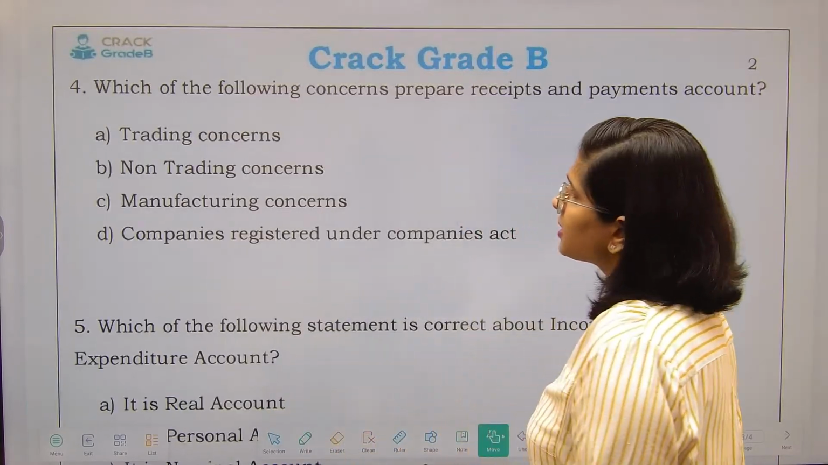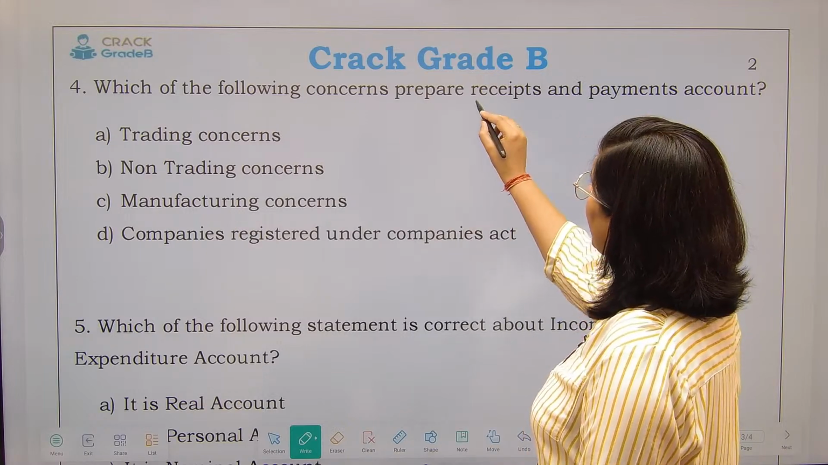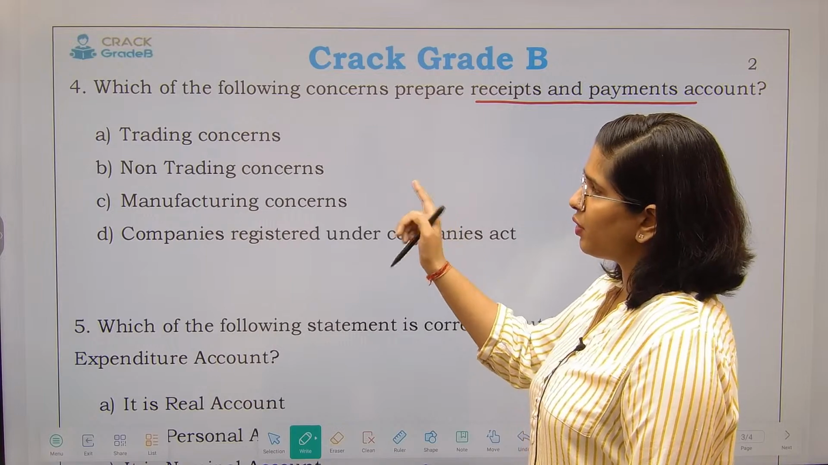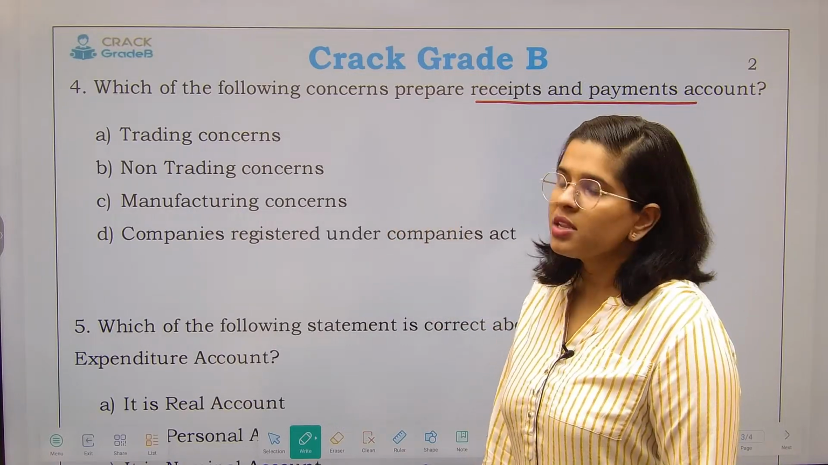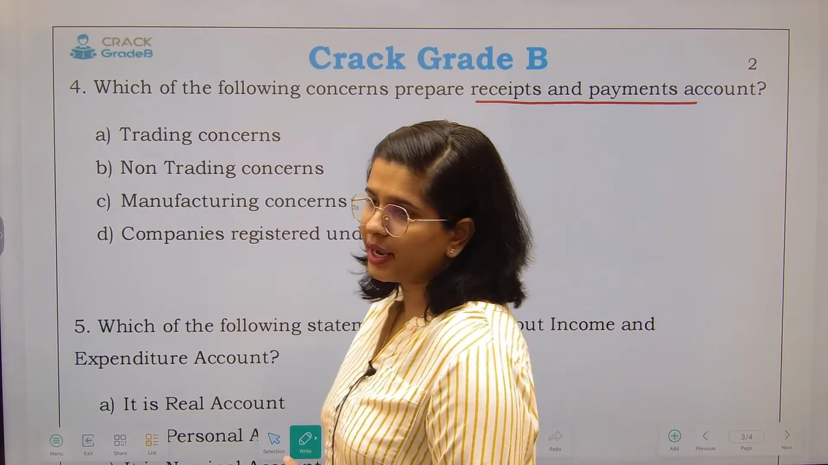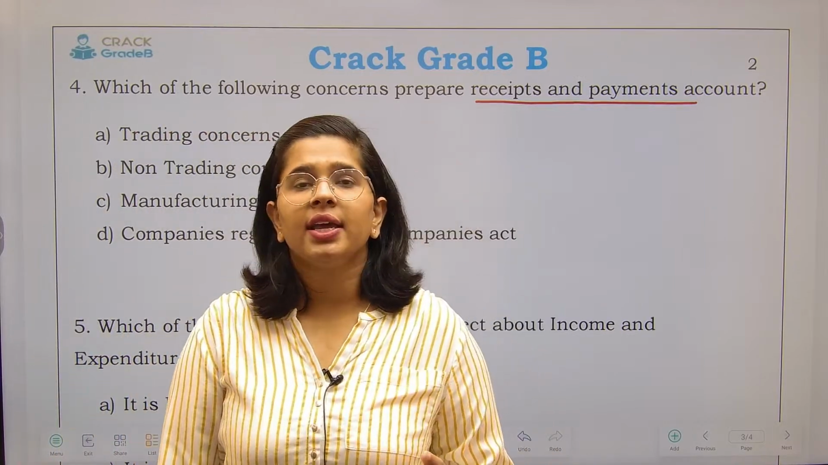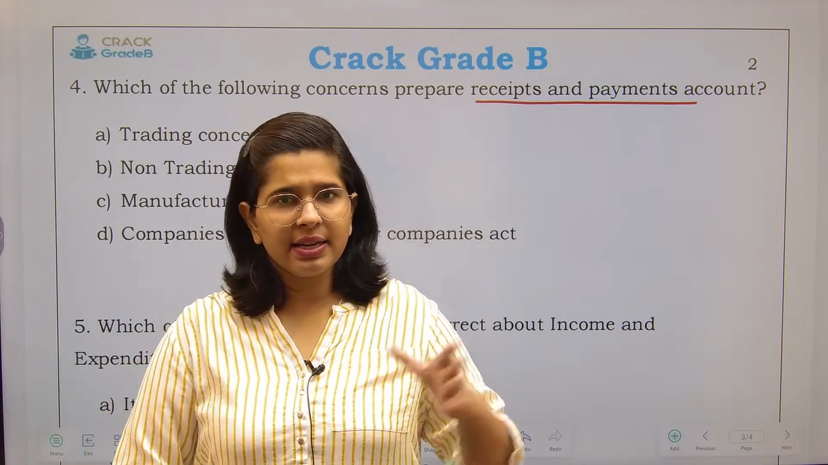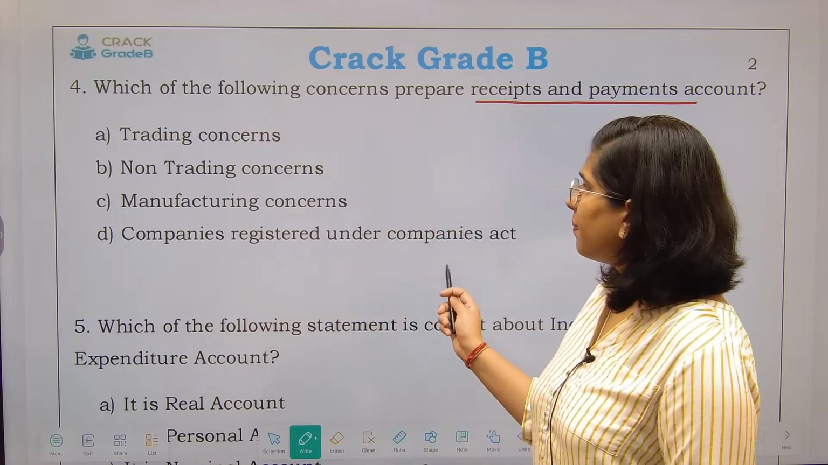The next question asks which of the following concerns prepare the receipts and payments account: trading, non-trading, manufacturing, companies registered under the Companies Act. Now if you see, the options are quite close ones, right? Manufacturing entities, those who are manufacturing something. Trading entities means these are not manufacturing, they are just buying and then selling. Fine. And companies who are registered under Companies Act.